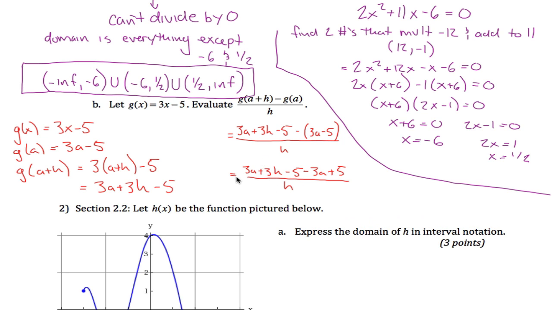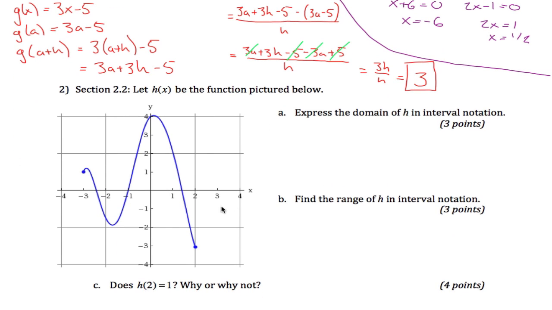Which gives us the 3a, and then 3a and negative 3a cancel out. Negative 5 and positive 5 cancel out. And so after all that, all I have left is 3h divided by h, which I can simplify to just 3. Maybe I throw a box around that, and I'm finally done with question 1. There's kind of a lot going on there. The good news is this one's a little bit quicker.